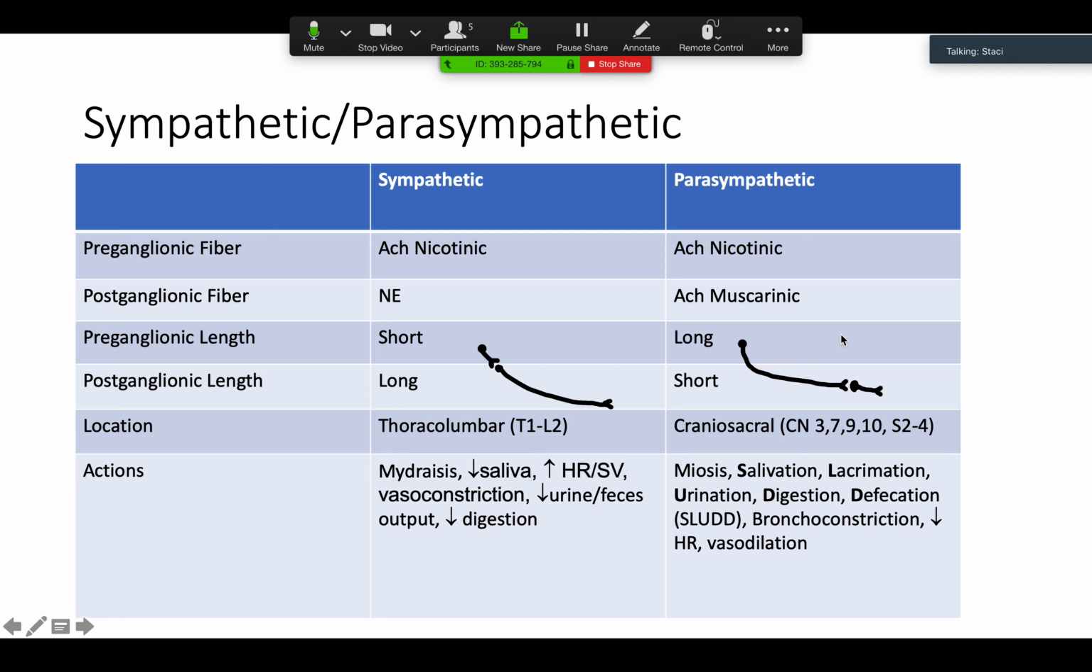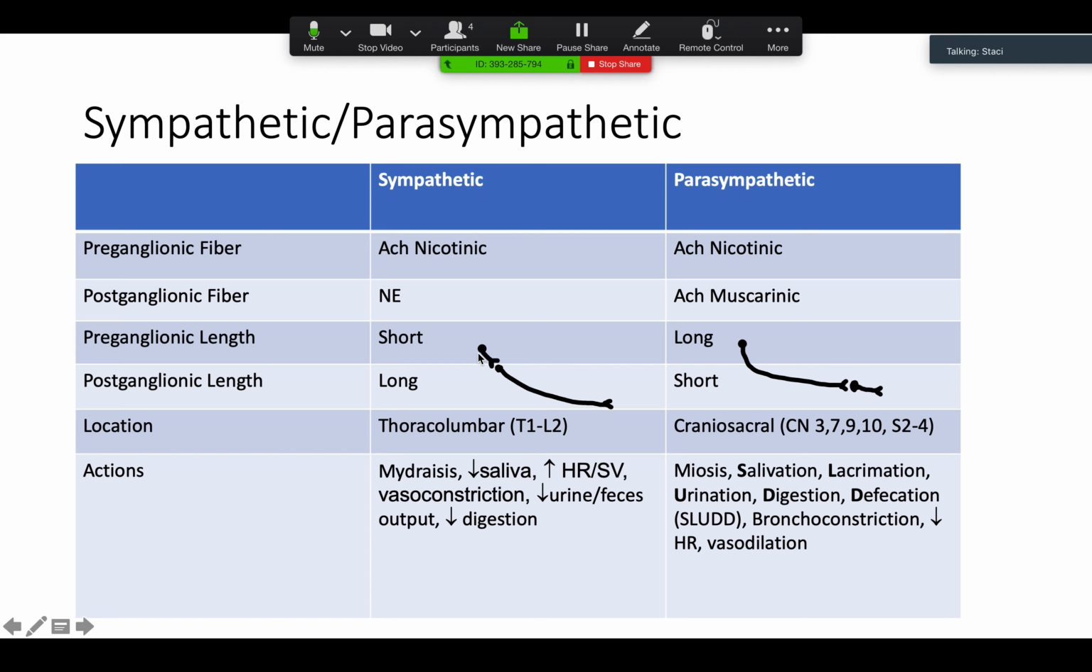So the top two are preganglionic fibers. It gets more important when you take pharm, but they're both nicotinic, but then norepinephrine is the type of neurotransmitter with the sympathetic system, and then muscarinic is more important for the parasympathetic.